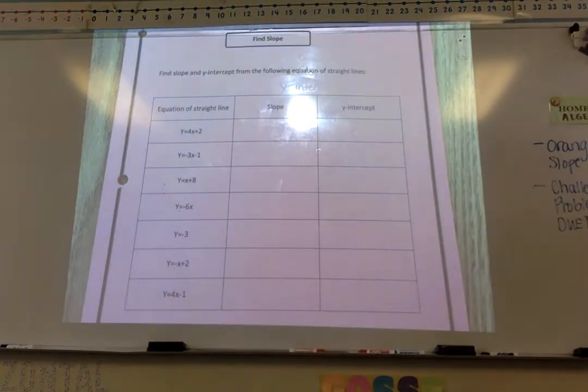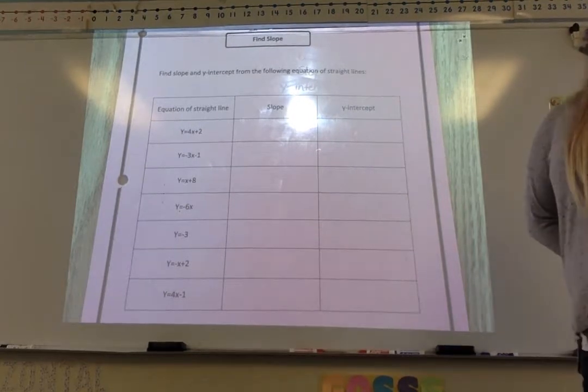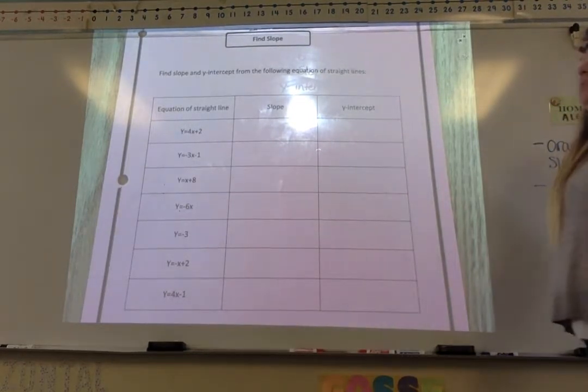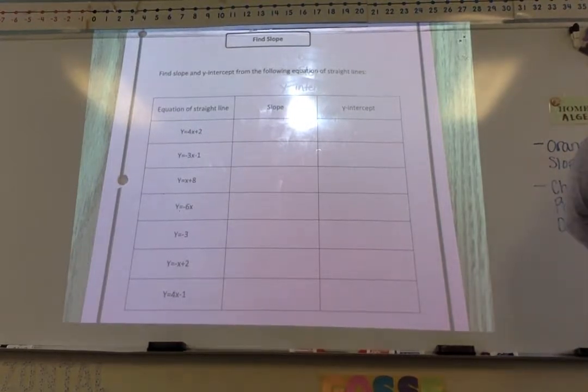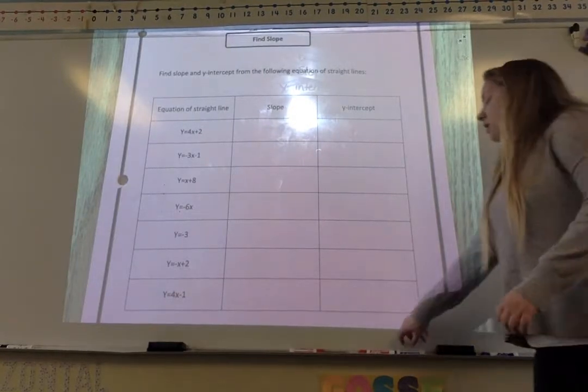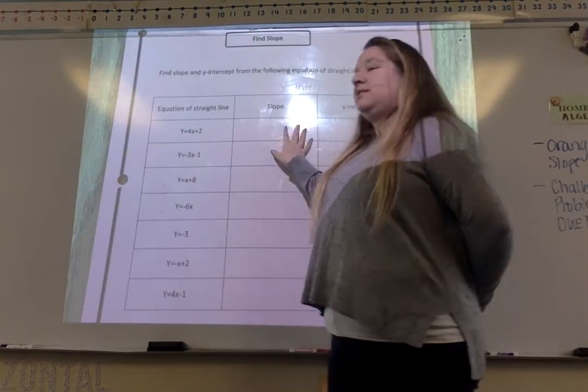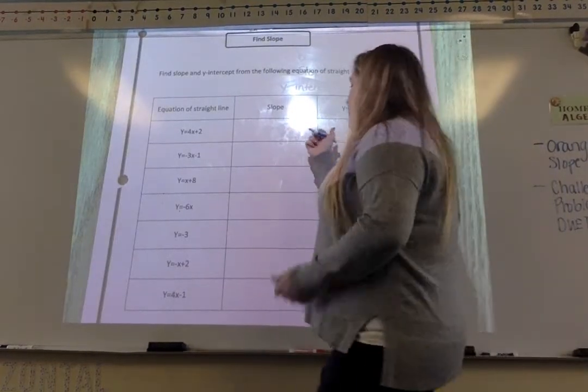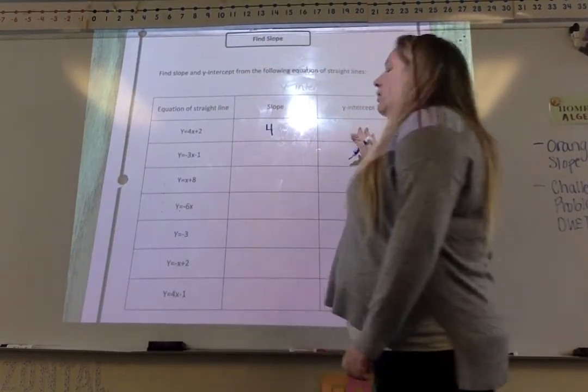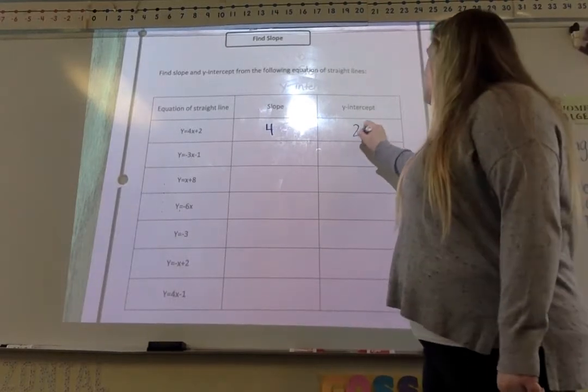All right. Off the basketball topic, we're now focused on slope again. For these directions, this side is going to literally take you a minute, not even. It says find the slope and y-intercept from the following equation of straight lines. Another word for straight is linear. For this first equation, it says y equals 4x plus 2. What is the slope of that equation? 4. So 4 goes here. What's the y-intercept? 2.